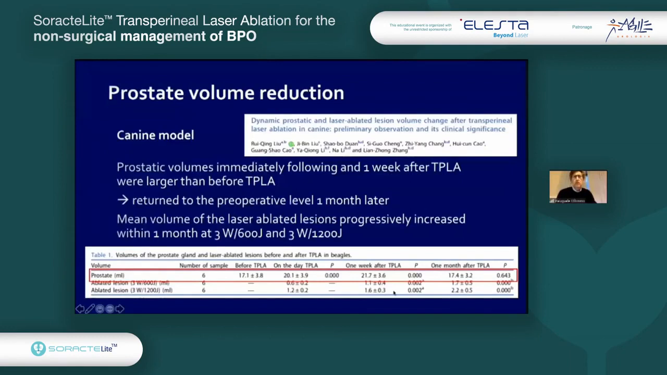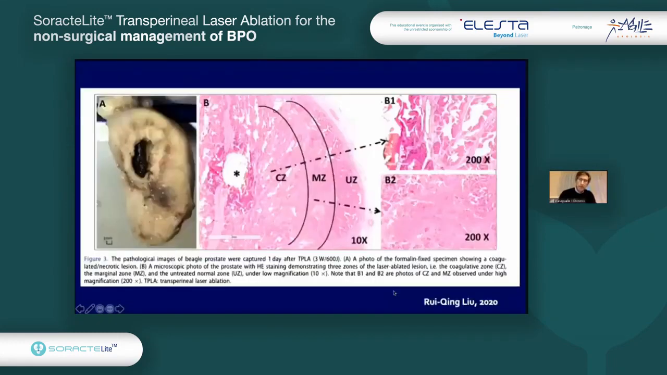In 2022, there was a study on prostate volume reduction done on beagle dogs in China. It came out that after the procedure, the mean volume of the laser-ablated lesion increased within 1 month, then later on drops because of the inflammation and edema of the tissue. We know the beagle prostate is not like the human prostate, but we can kind of assess it.